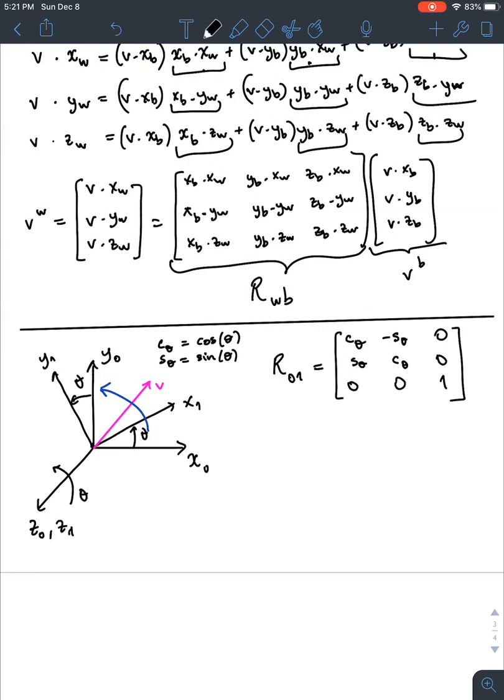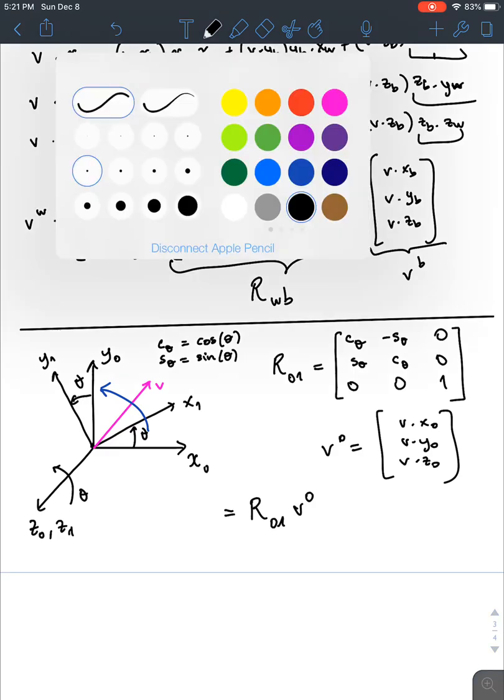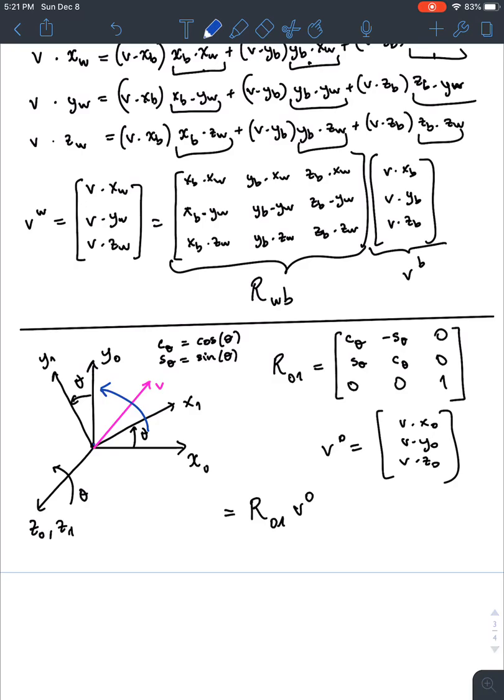Well, it turns out that you just write the components of v in the zeroth coordinate system by doing the same thing: v dot x naught, v dot y naught, v dot z naught, okay? And then if you multiply this vector v naught by this rotation matrix, you're going to get another vector. It's going to get rotated. Let's call it v prime. And the coordinates of v prime in the zeroth frame are going to be given by the result of this matrix vector product.